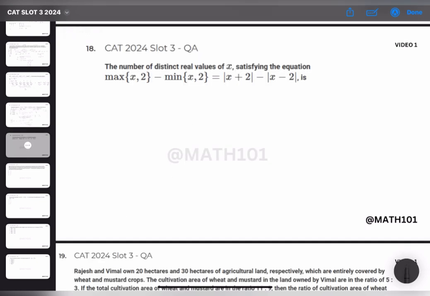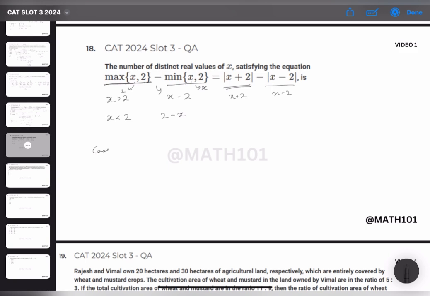Moving on. So maximum of x comma 2, minimum of x comma 2. So basically when x is greater than 2, this is x, this is 2. So this thing becomes x minus 2. For x less than 2, this is 2 and this is x. So it becomes 2 minus x. For x greater than 2, this remains x plus 2. This becomes x minus 2.